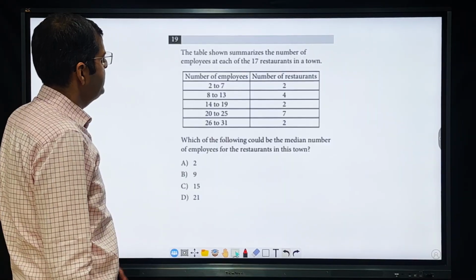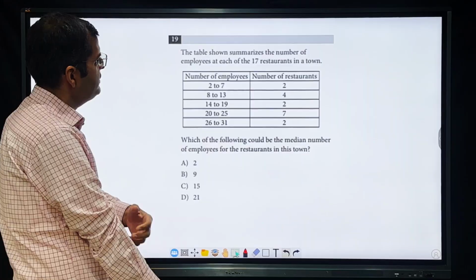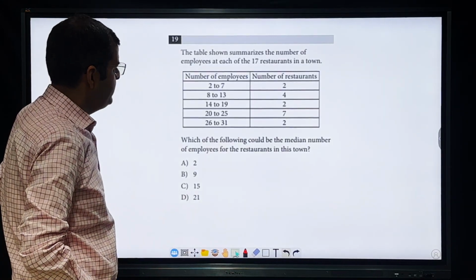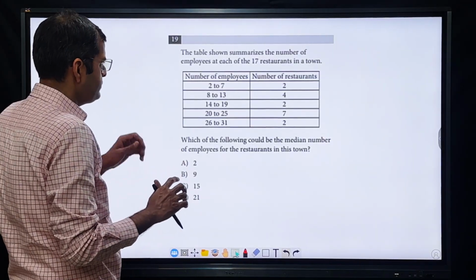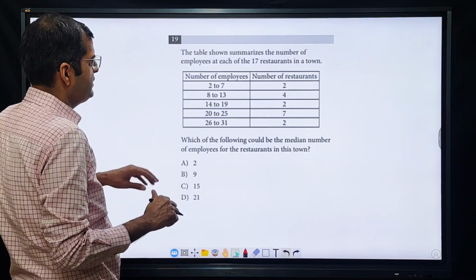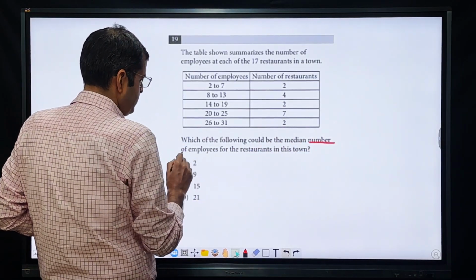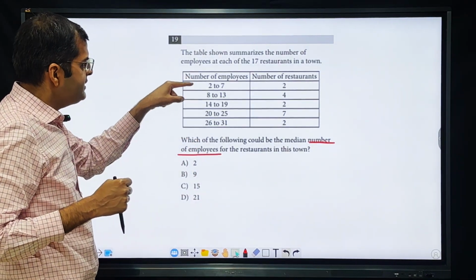Now this question says the table shown summarizes the number of employees at each of the 17 restaurants in a town. Which of the following could be the median number of employees for the restaurants in this town? For this kind of question, I'll first tell you the logic. What do you have to find the median of? Median number of employees. So you have to have a list of number of employees.